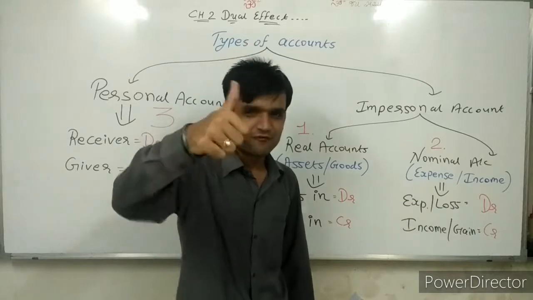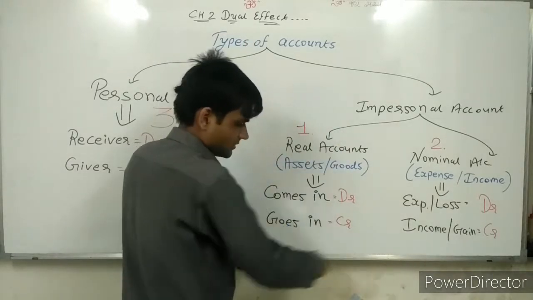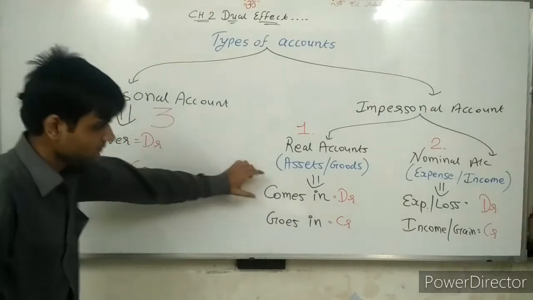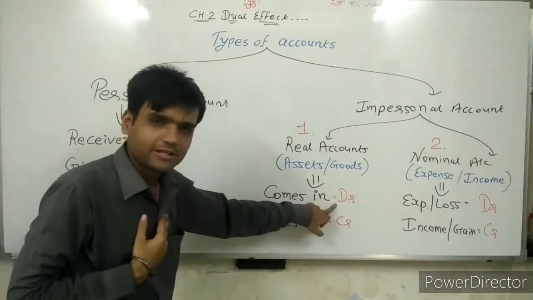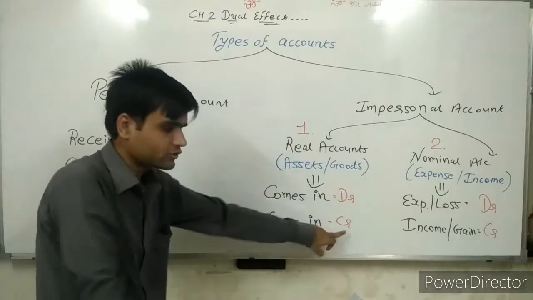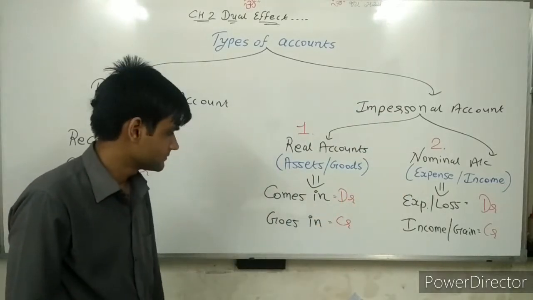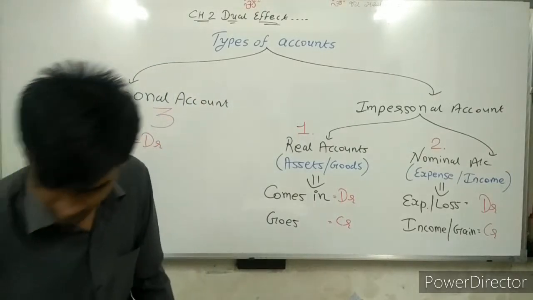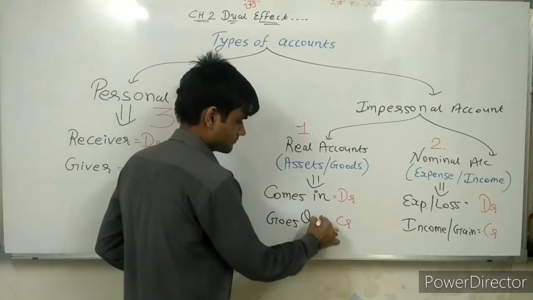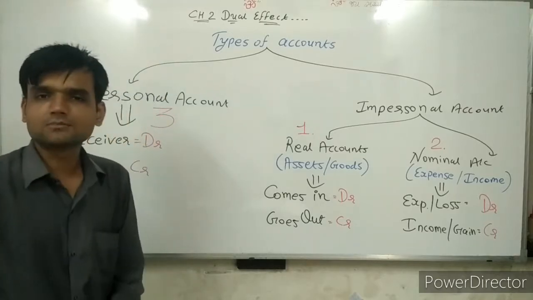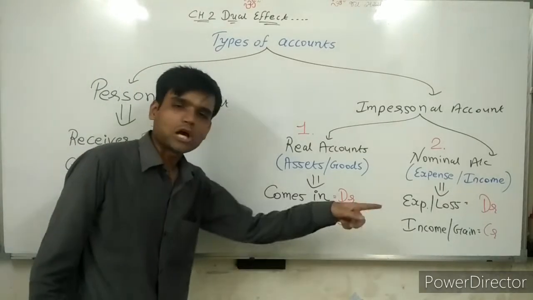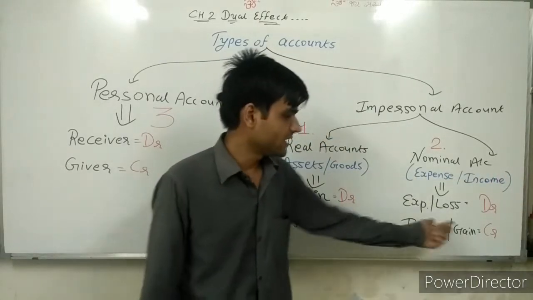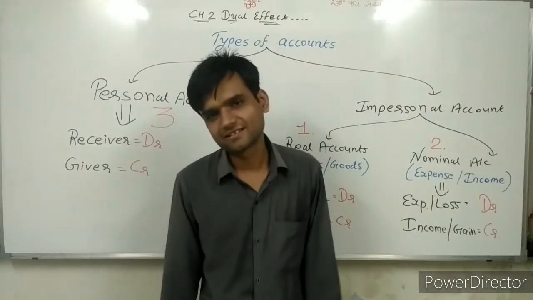So again, first, the rule for real account: comes in, debited, goes out, credited. Expense loss, debited, income gain, credited.